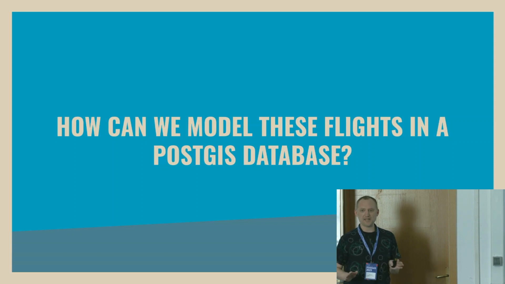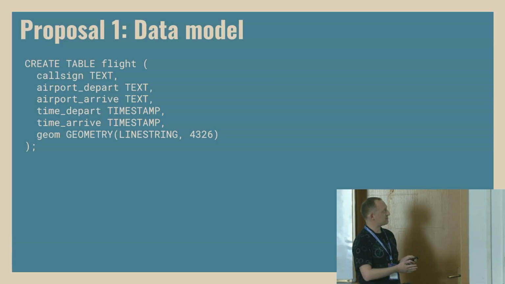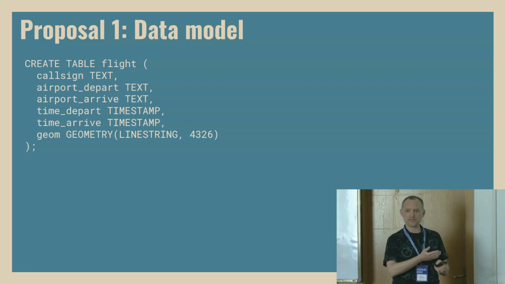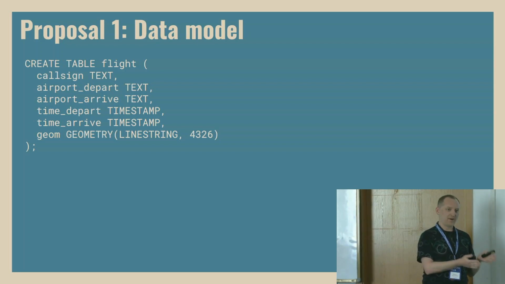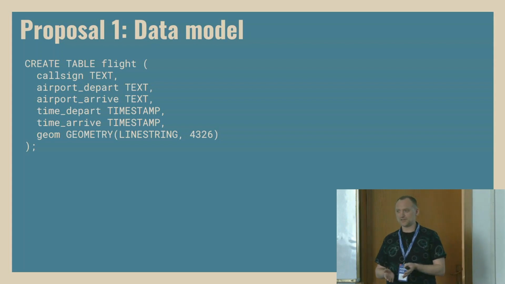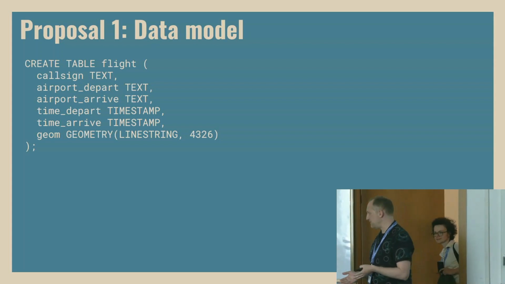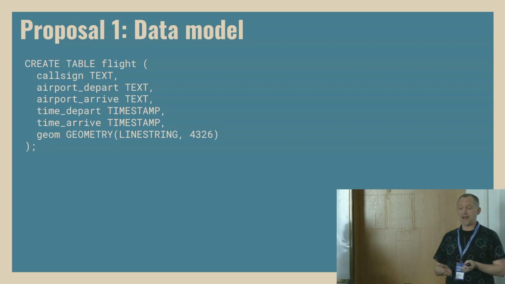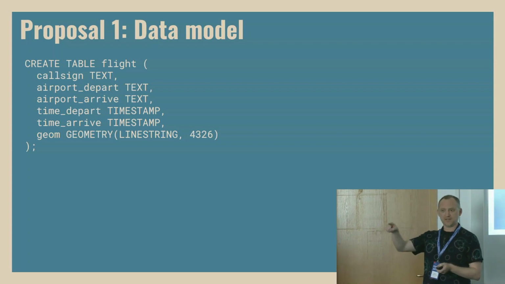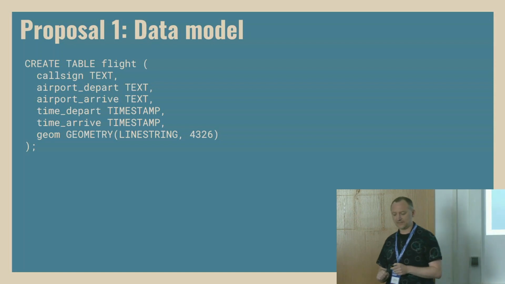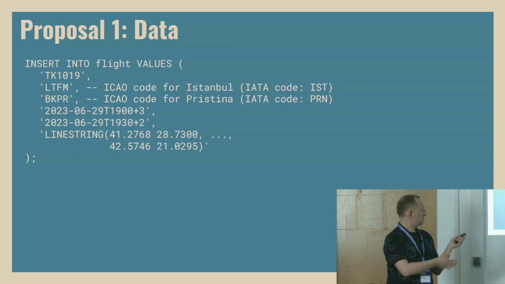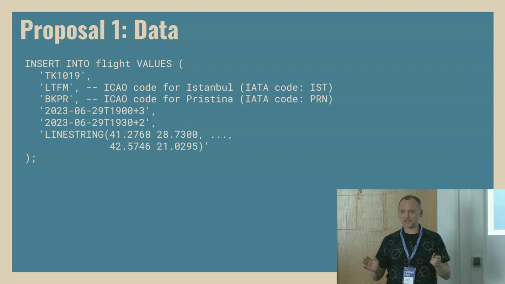So my first question is going to be, how would we model this kind of data set inside PostGIS? Very easy question, and a very easy answer would be something like this. We would have the call sign. We saw, was it TK1019 was the first one, where it's coming from, where it's going to, time of departure, time of arrival, and then, of course, we would have a line string to represent the path that plane took between those 2 points.